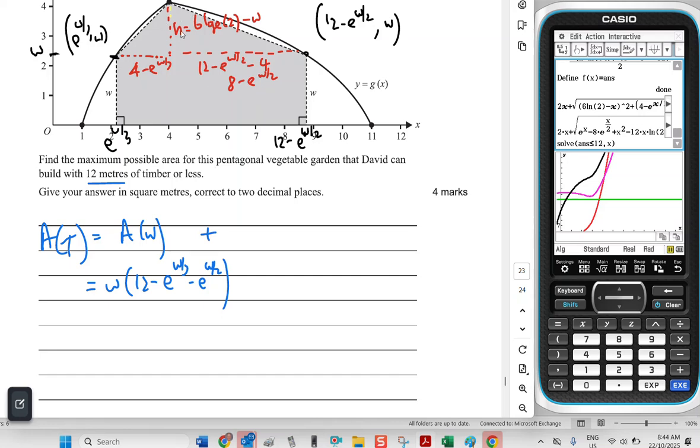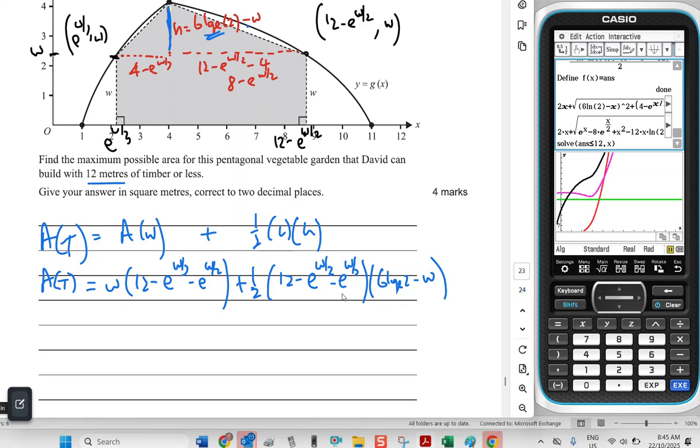plus we have the area of this triangle. And I'm going to do a half times length times height. That's a half. My length will be this length here, which is 12 minus e^(W/2) minus e^(W/3). And the height's going to be this height here, which is 6 log base e of (2 minus W). And that is the area of the top, the area of the total.